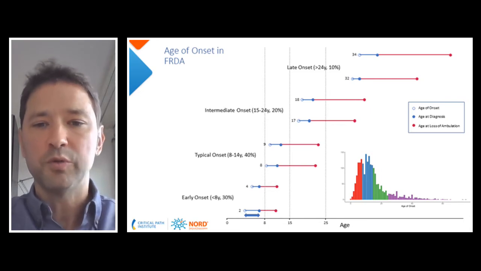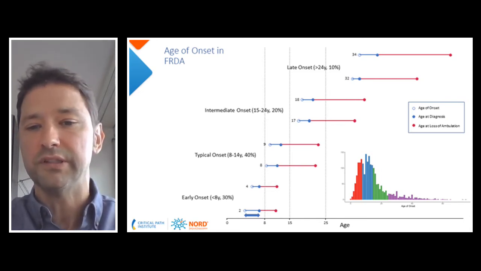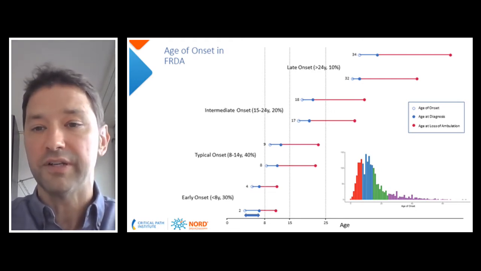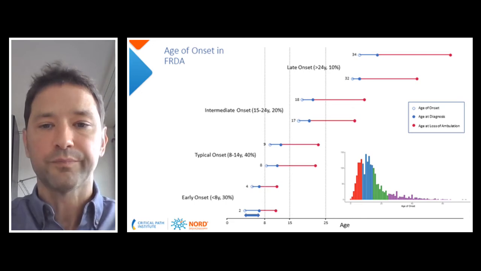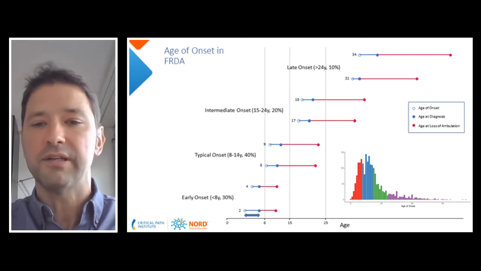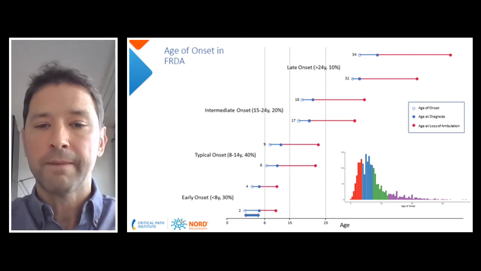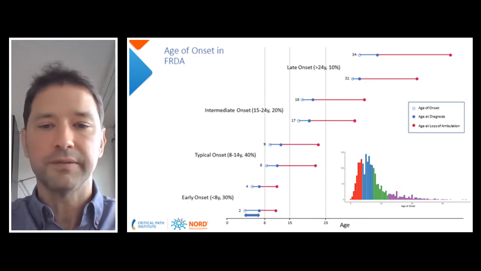If you look at the distribution, most patients are actually diagnosed between 8 and 14 years. But of course, there is a huge selection bias in this graph, as of course, the milder patients are, the less motivation they have to actually participate in such a study.